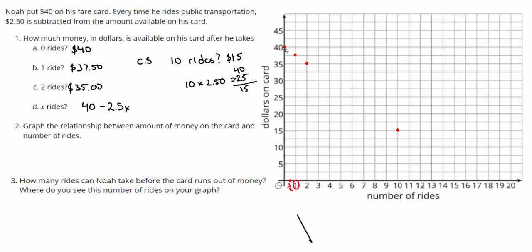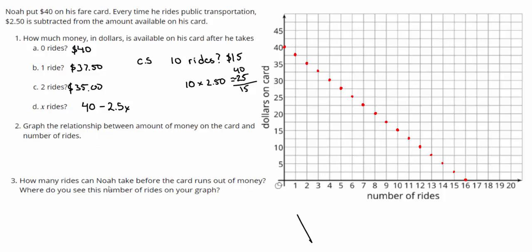So $40 for 0 rides, $37.50. Every time he takes a ride, it goes down by $2.50. So we keep going down by $2.50, and we end up at 16 rides. Now he has $0 on his card. So we made the graph, and we don't draw a line through it because you can't take half or 1.5 rides or 3 1/4 rides.